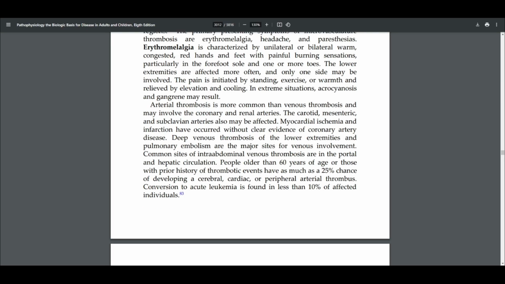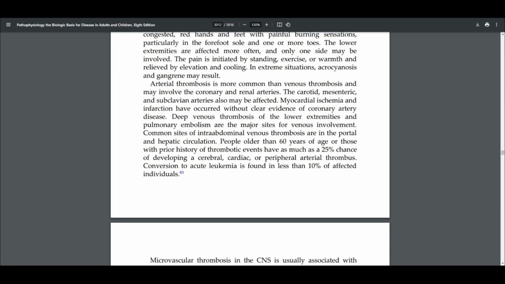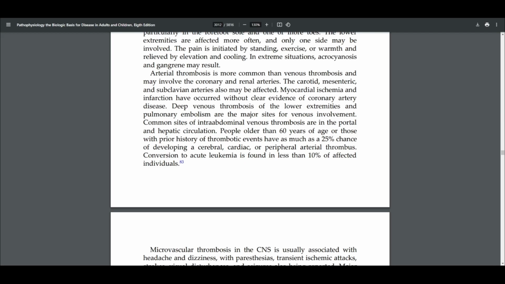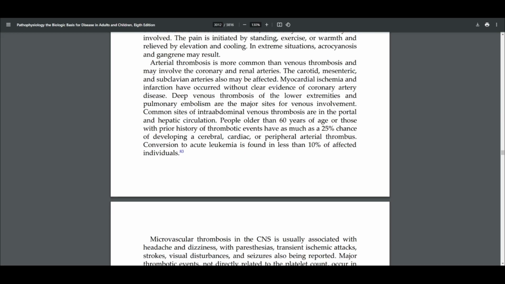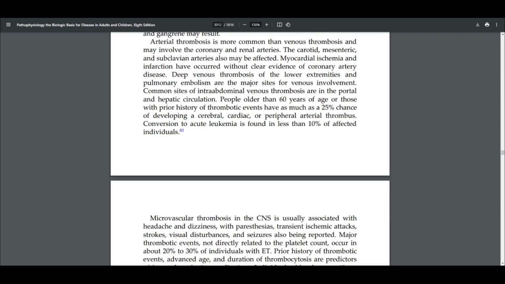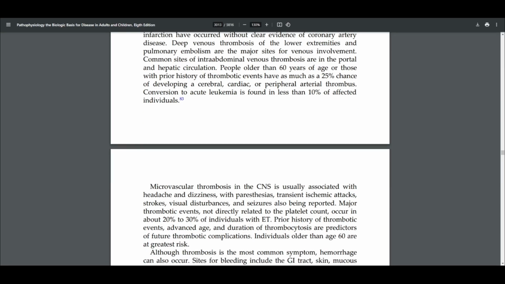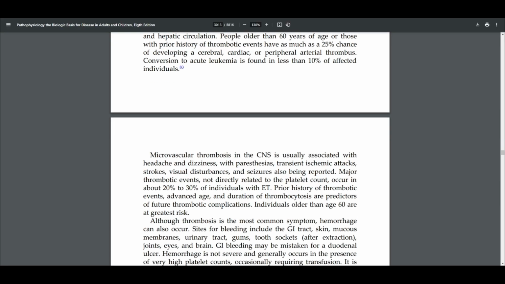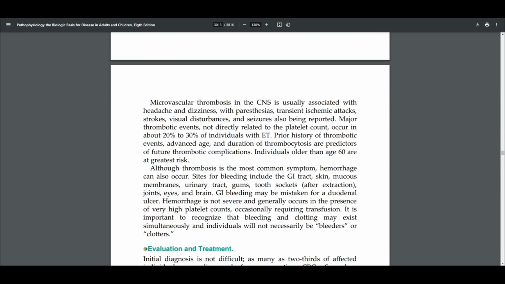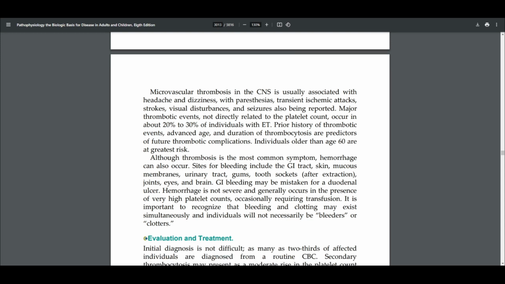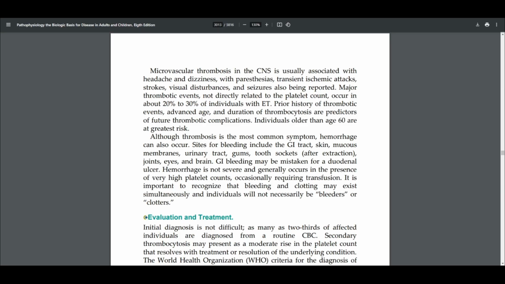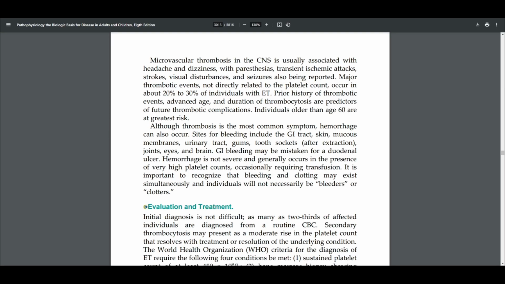People older than 60 years of age and those with a prior history of a thrombotic event have as much as a 25% chance of developing a cerebral, cardiac, or peripheral artery thrombus. Conversion to acute leukemia is found in less than 10% of affected individuals. Microvascular thrombosis in the CNS is usually associated with headaches and dizziness with paresthesias, transient ischemic attacks, and strokes, with visual disturbances and seizures also being reported.